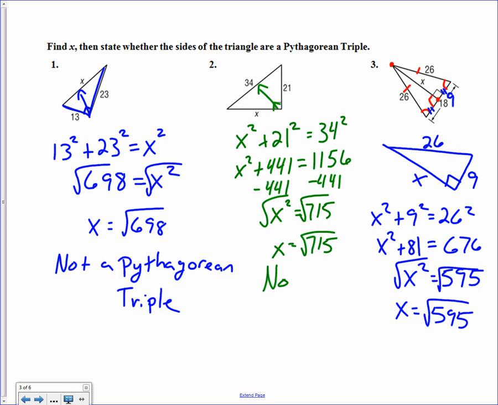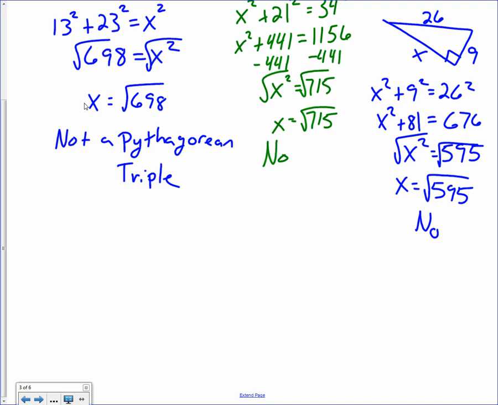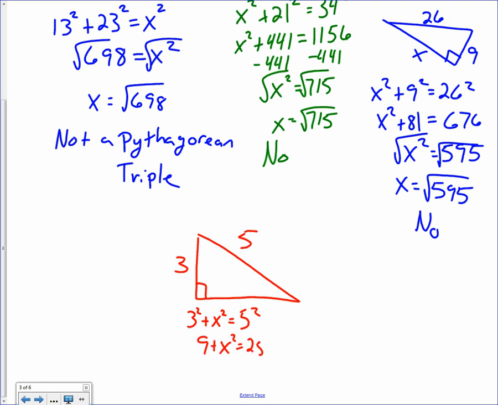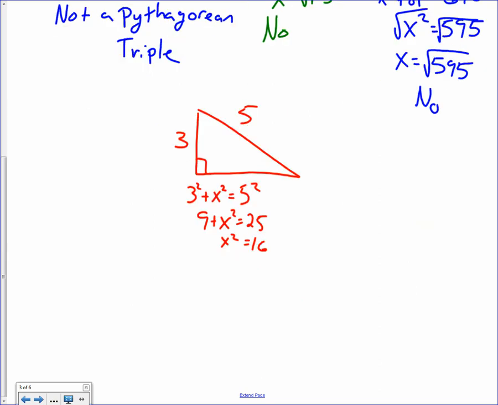95. And so this is again no. So you might ask, when will it be? Well, if we had a triangle with, say, 3 and 5, we would have 3 squared plus x squared equals 5 squared. 9 plus x squared is 25. X squared is 16 when we subtract both sides by 9, and then x is 4.